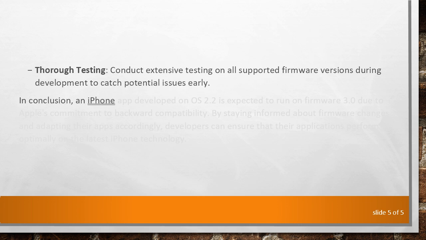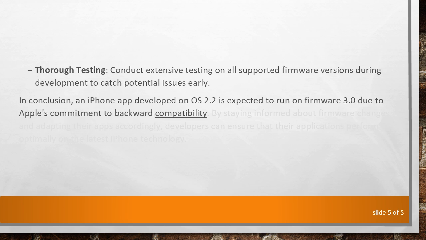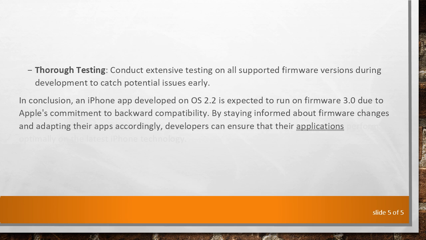In conclusion, an iPhone app developed on OS 2.2 is expected to run on firmware 3.0 due to Apple's commitment to backward compatibility. By staying informed about firmware changes and adapting their apps accordingly, developers can ensure that their applications perform optimally on the latest iPhone technology.